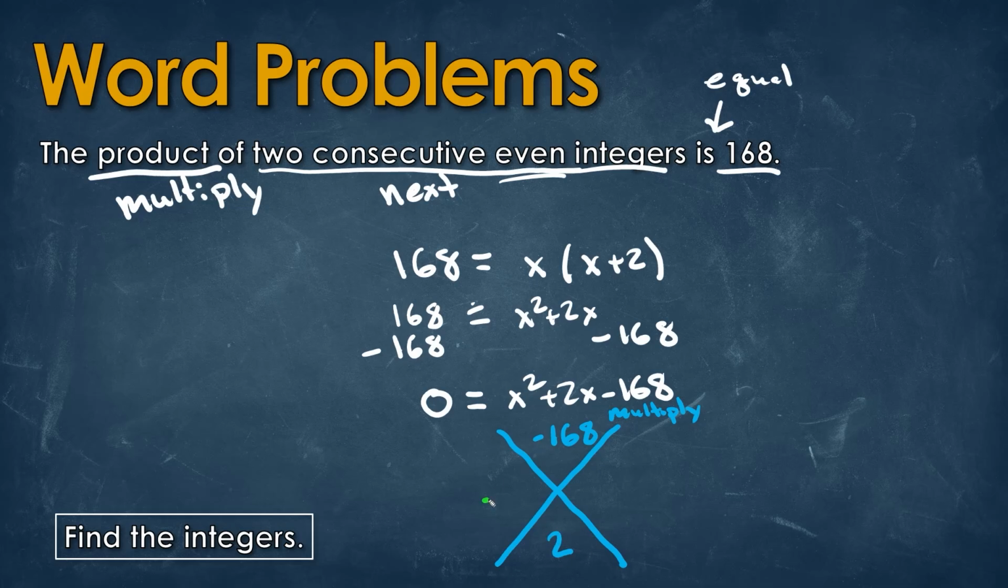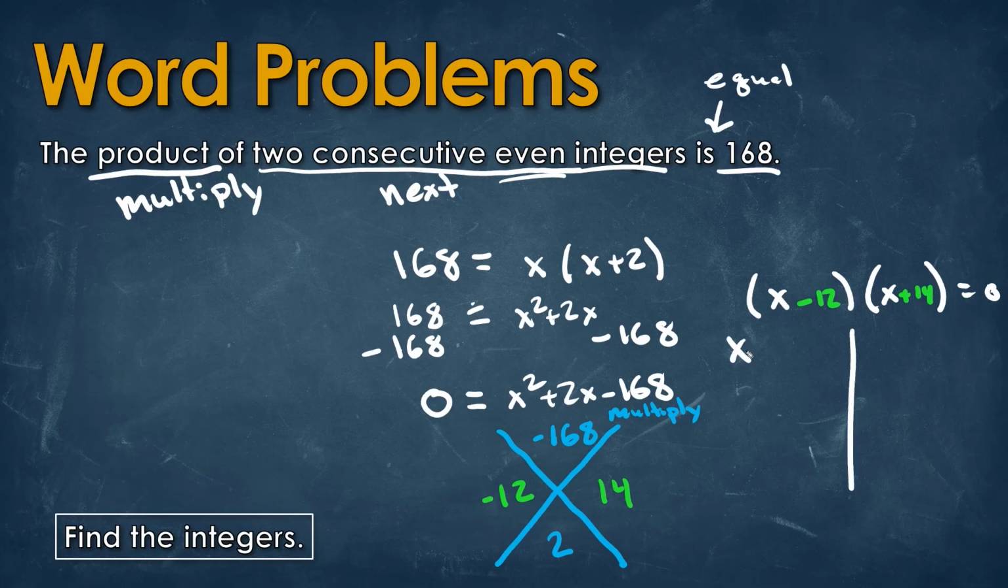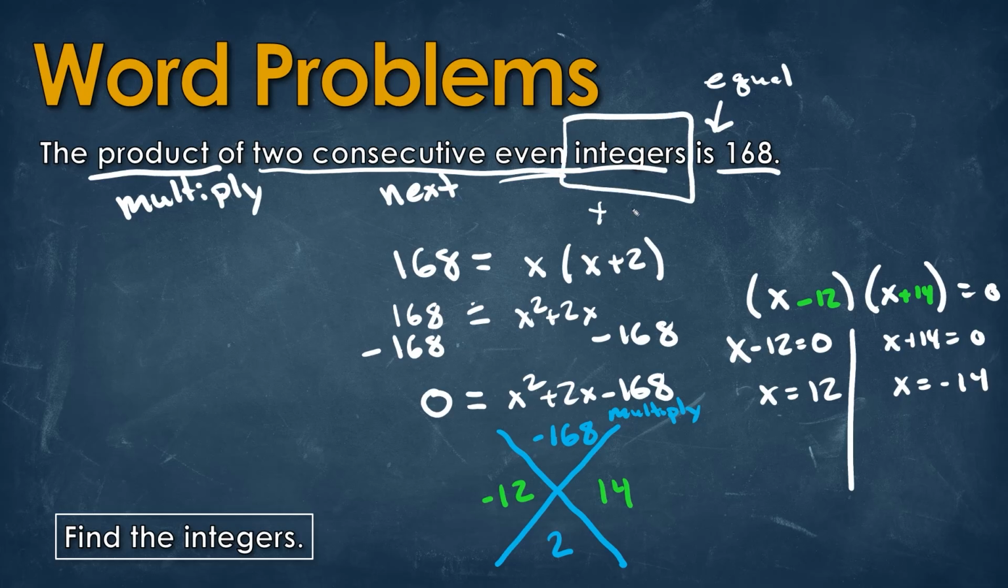And for this one, we're actually going to get negative 12 and 14 as our 2 numbers, meaning that if we put this in parentheses form, we're going to get our variable x on the left and minus 12 and plus 14. If we solve for these 2 numbers, again, we'll have x minus 12 equals 0 and x plus 14 is equal to 0. And that's going to give us that x would be either equal to 12 or x would be equal to negative 14. Now the problem is asking for integers, and integers can be either plus or minus.